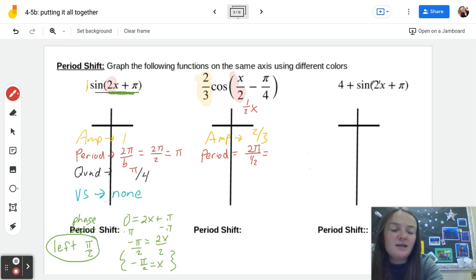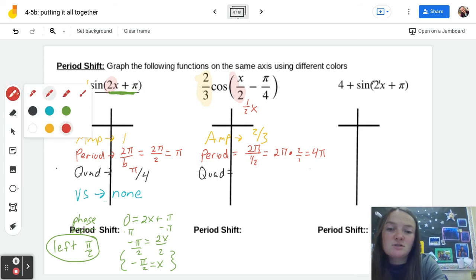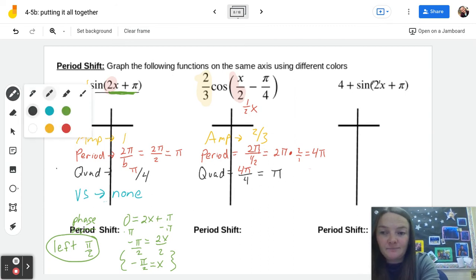If we do this thing called keep it, switch it, flip it, which is when I divide 2 fractions, I'm going to keep 2 pi the same. I'm going to change the division sign to multiplication, switch it, and then I'm going to flip 1/2 to 2 over 1, which is going to give me 4 pi. So my period here is 4 pi. If my period is 4 pi, then my quadrant is going to be my period, which is 4 pi, divided by 4. Well, if I divide 4 pi divided by 4, my quadrants must be pi.